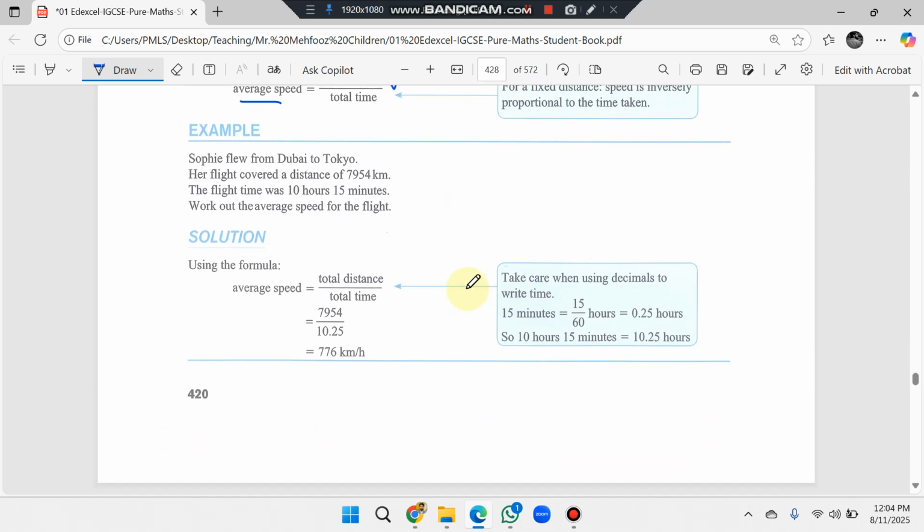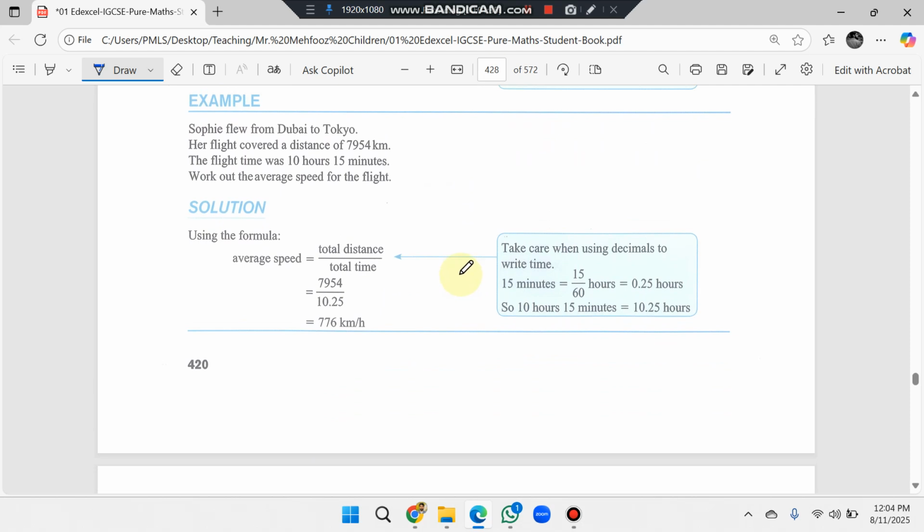Here is an example. You can see Sophie flew from Dubai to Tokyo. Her flight covers a distance of 7954 kilometers. The flight time was 10 hours and 15 minutes. Work out the average speed of the flight. So we have to find the average speed of the flight that has the distance 7954 kilometers and the time is 10 hours and 15 minutes, right?